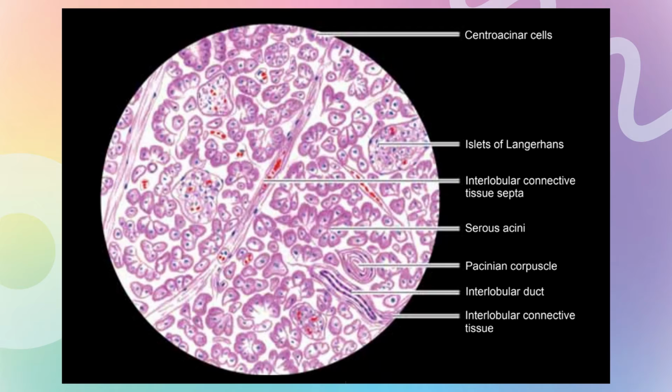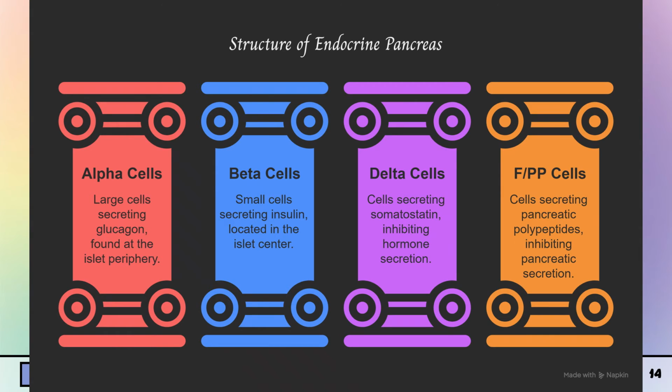They are made up of branching cords of endocrine cells of the following types: alpha, beta, delta, and the pancreatic polypeptide cells. These are supported by the reticular fibers. Now we'll jump into the endocrine part, islets of Langerhans. So these are the constituents of the endocrine part. They consist of alpha, beta, delta, and the pancreatic polypeptide cells.